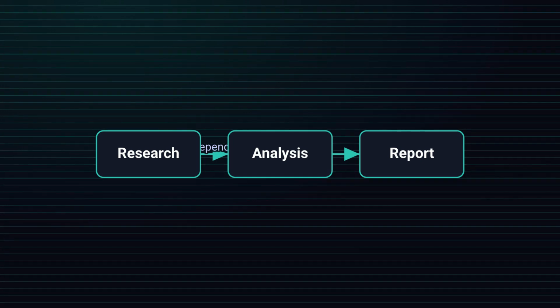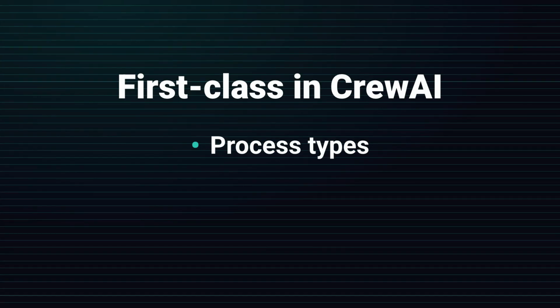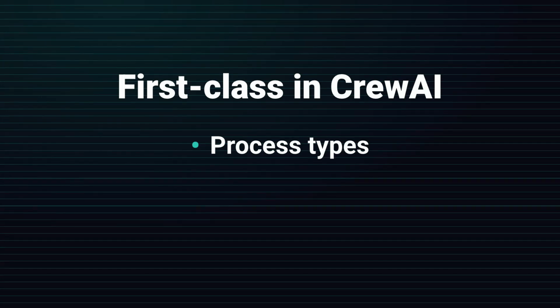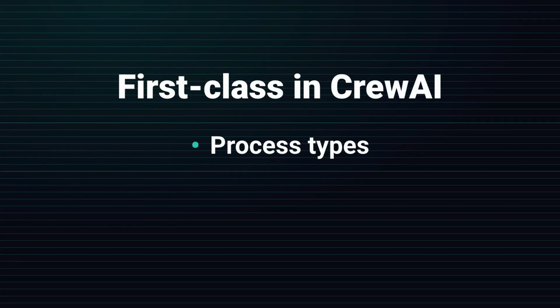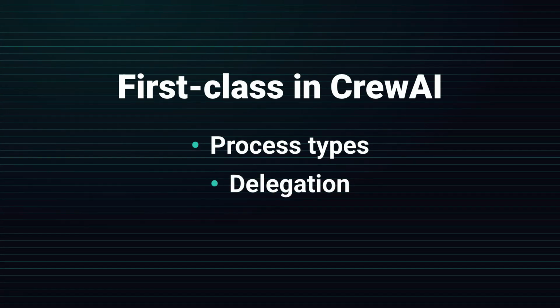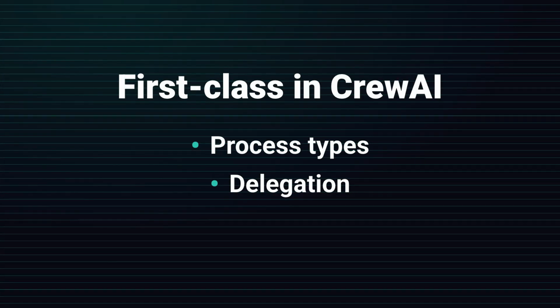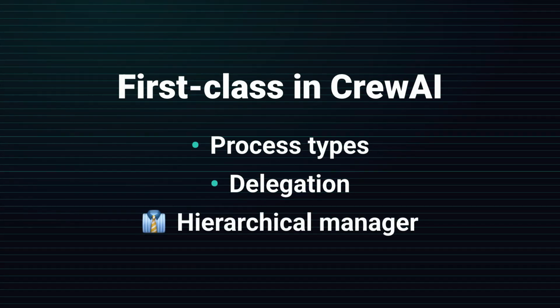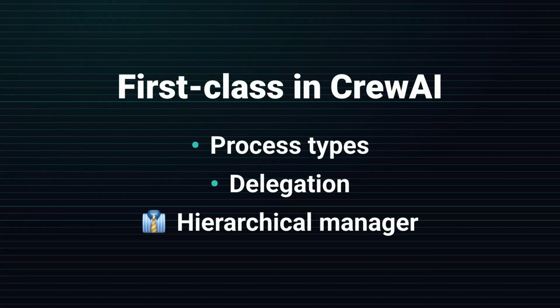CrewAI also gives you first-class support for 2 things that are painful in raw LangChain: process types and delegation. You can run tasks sequentially, or set up a hierarchical process where a manager agent delegates work and decides what happens next based on results. That branching logic, which would be a nest of conditional chains elsewhere, becomes a configuration choice. And because roles are explicit, you can reason about behavior. If the output is wrong, you know which agent to blame and which prompt to fix.